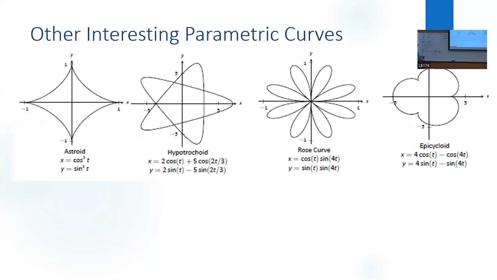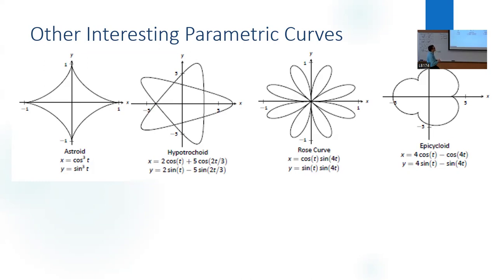By the way, there's some really interesting parametric curves that you can get. You don't have to memorize any of these. I'm just showing you some interesting graphs that you can get. You can get an asteroid if you take x equals cosine to the third power and y equals sine to the third power. You can get a hypocycloid. That's kind of a messy formula, but it looks like a star.